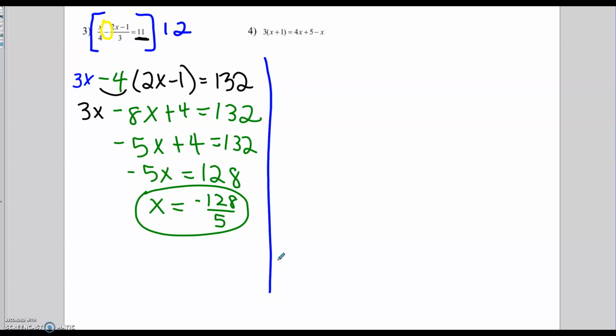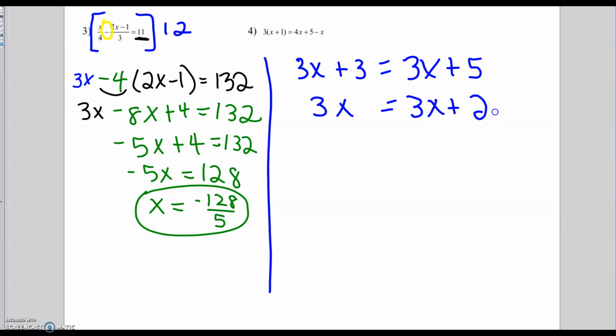All right, so simplify both sides of your equation. Distribute the 3. So 3x plus 3. And the right-hand side of the equation, combining like terms, 3x plus 5. Move the 3 over. We get 3x equals 3x plus 2. Subtracting 3x on both sides, we end up getting 0 equals 2.